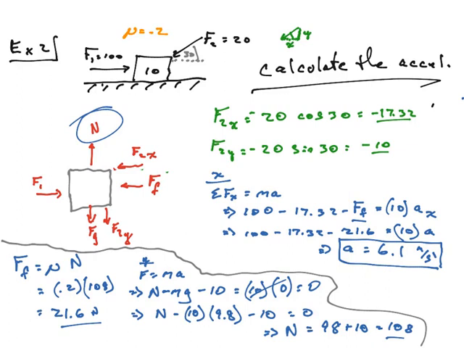What are all my x forces? F1 is pointing to the right, so plus 100. F2x points to the left, so minus 17.32. And friction points to the left, so minus frictional force. Those are all my x forces set equal to mass times acceleration. I'm stuck because, again, I don't know frictional force, so I have to calculate it.